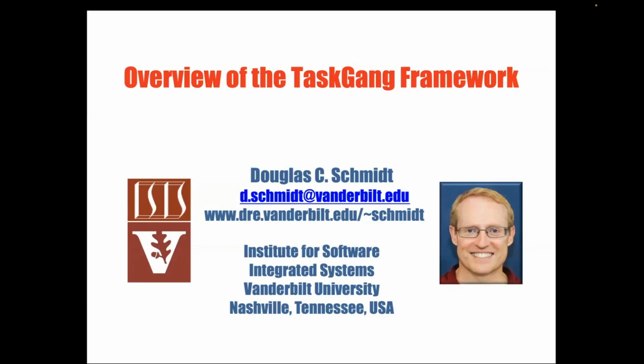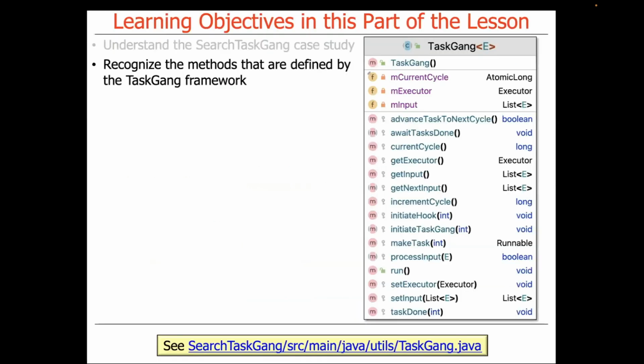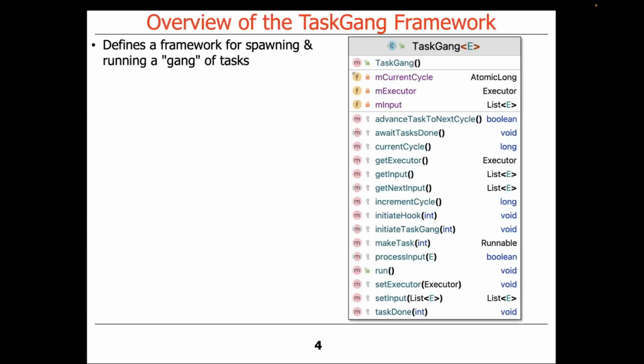So we're now going to talk about the TaskGang framework. We actually covered this in an earlier video series on the image TaskGang, but I didn't have a bunch of cool slides like I've got now. And I think this may give a better high-level view of what the framework does. So we're going to talk about the different methods that are defined by the TaskGang framework and discuss their role in the overall capabilities it provides.